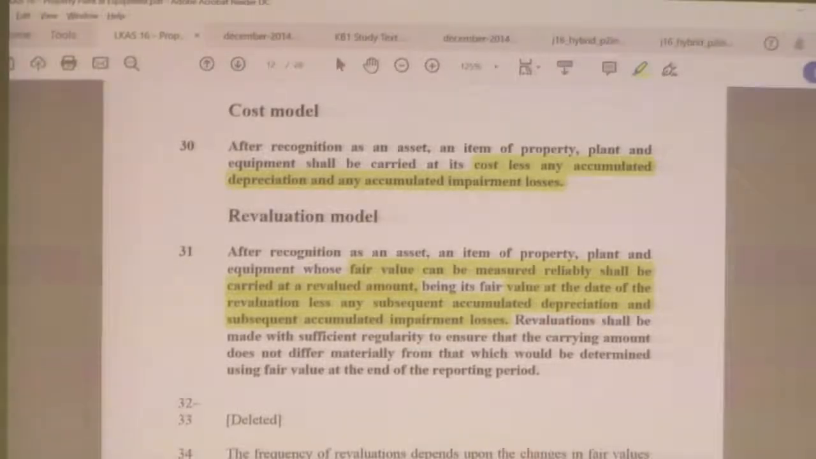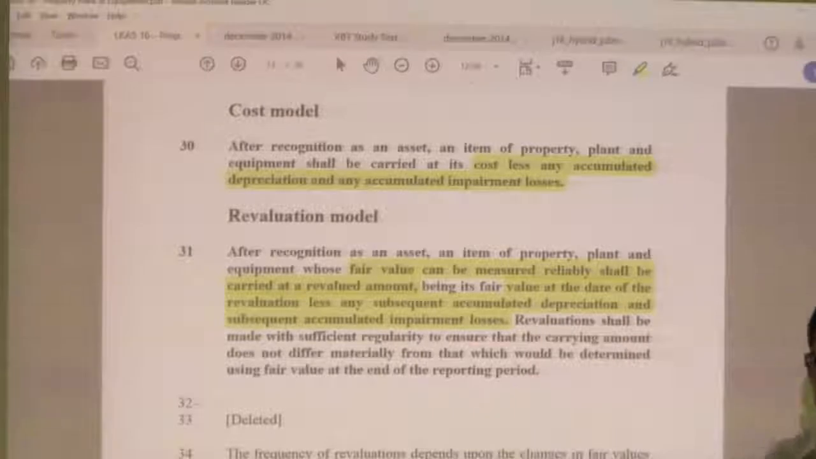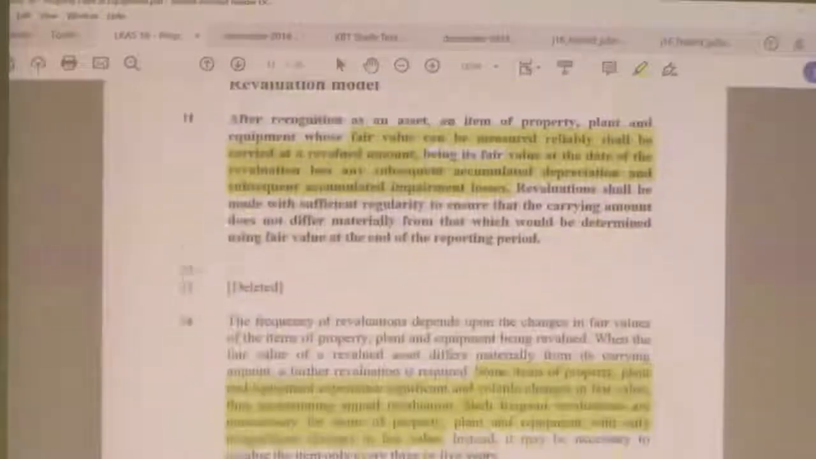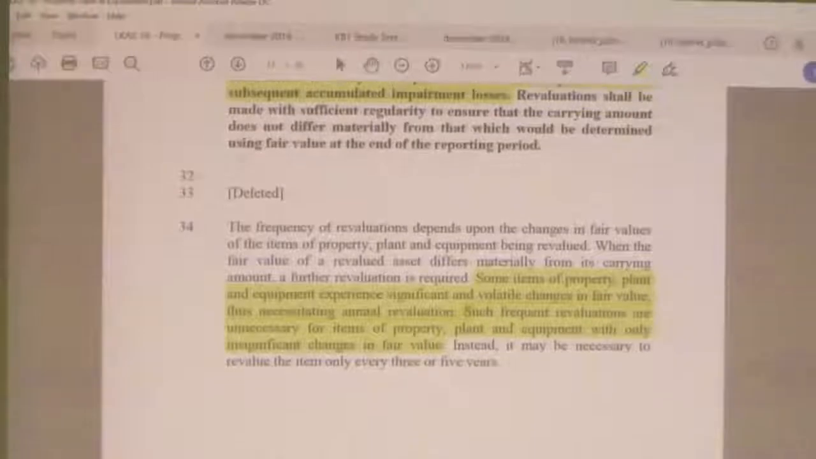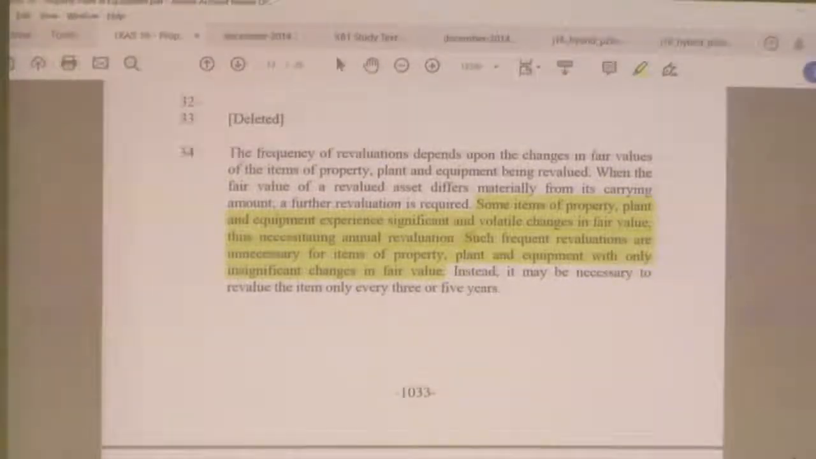Fine. Then you should understand how frequently we should do this revaluation. Is it a mandatory requirement? Is it optional? If it needs to be done, how frequently? That can also be tested. These are the important things I am picking from the standard. For the frequency of this revaluation, you have to read paragraph 34. Underline the word frequency.